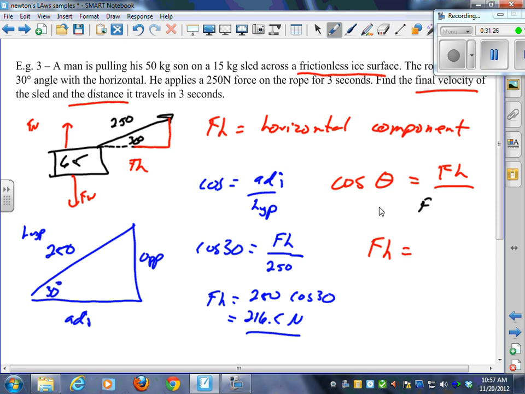Exactly. FH is always going to be F cos theta. That is a formula and a rule. The horizontal component is always going to be the applied force times the cosine of theta. Always.